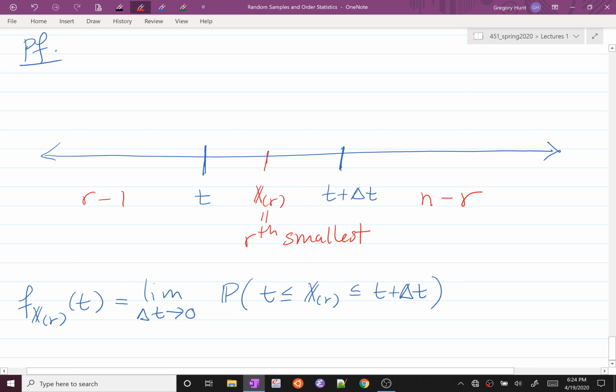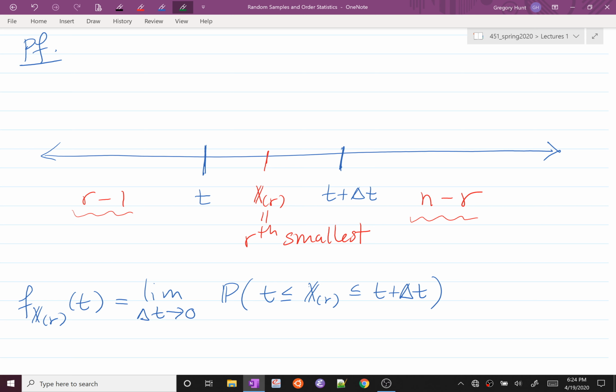So there better be r minus 1 things smaller than it, and correspondingly the rest of them, the n minus r of them, must be bigger than it. So what's the probability that this situation occurs? That the rth smallest is in t to t plus delta, r minus 1 of them must be less than t, and n minus r of them must be bigger than t. Okay? They're all independent, so we should just be able to multiply probabilities.